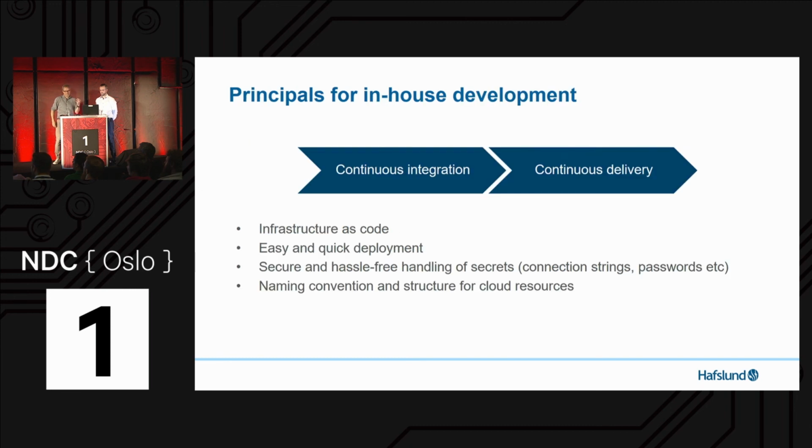And for us as developers, this translates to this when we are going to code. We want continuous integration and continuous delivery, and that's, I think, the essence of what we're trying to show you today. Is the way we are trying to do continuous integration and delivery. And for us, that means that infrastructure is code. It means you can deploy and everything. And what we'll especially focus on, because we made it ourselves, is the secure and hassle-free handling of secrets, which is one of the small but important things you need in order to get this flowing.